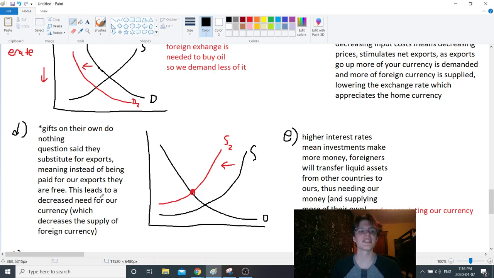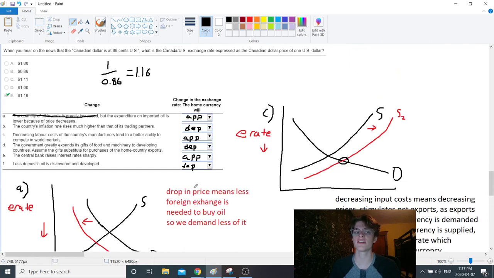What does that mean? It means that they're going to supply less, because they don't need to buy our stuff, they're getting it for free, so they don't need to exchange their currency for ours. So the supply is going to fall, right? The supply is going to fall. And that increases the exchange rate, which decreases our dollar, or depreciates our dollar, sorry. D is depreciation.